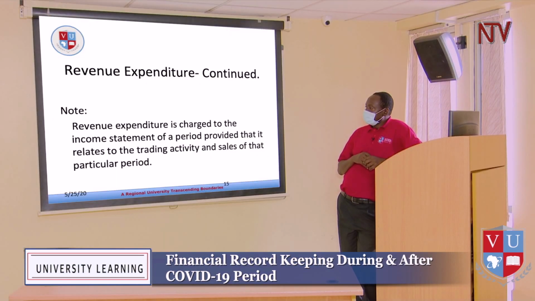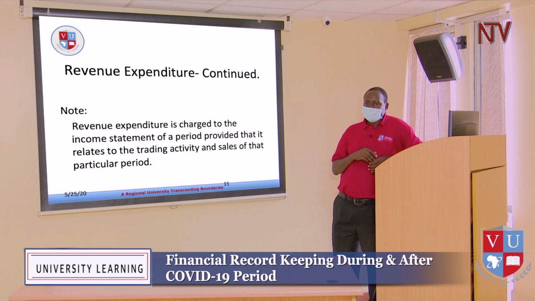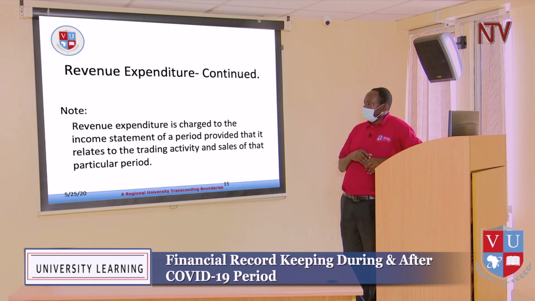Now, the revenue expenditure is taken to the income statement, and it is charged against the income that has been made during that period to arrive at a profit if we have made a profit, or a loss if we have made a loss.